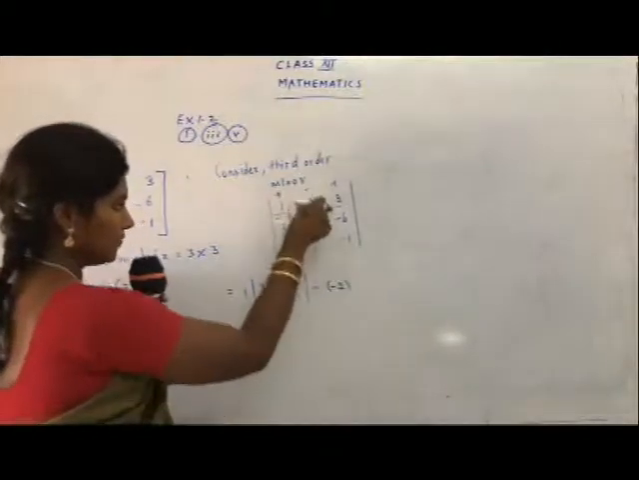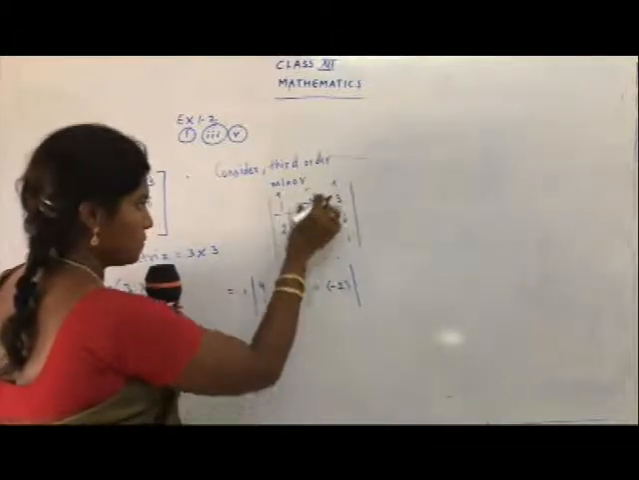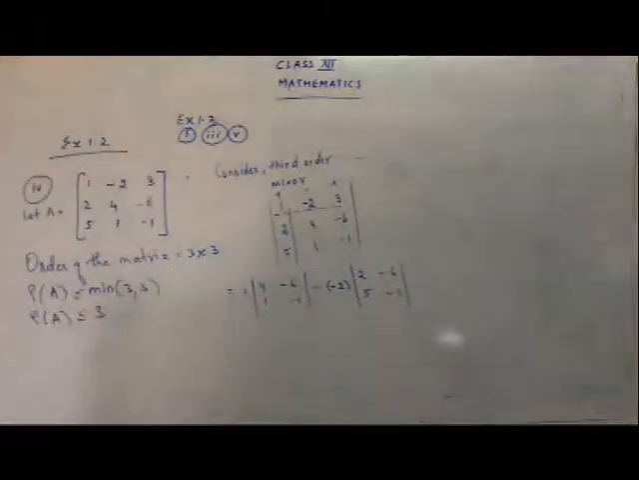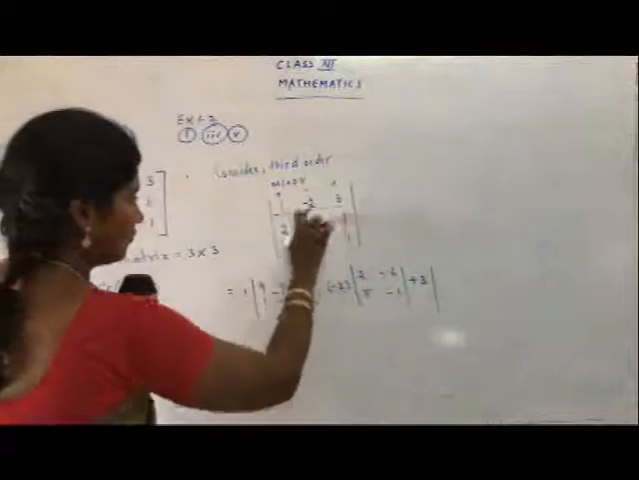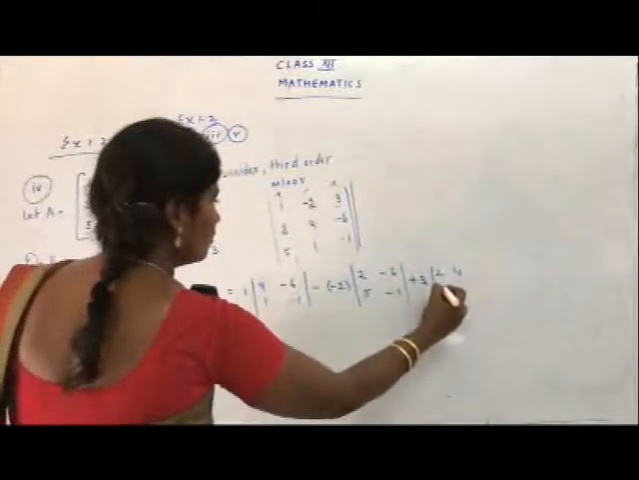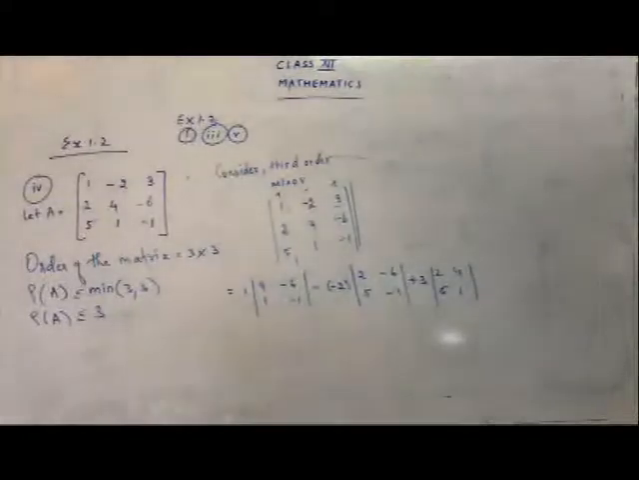Minus 2, corresponding column and corresponding row. So what is left? 2 minus 6, 5 minus 1. Then plus 3, with its column and row removed. So what is left? 2, 4, 5, 1. So we have 1 times the determinant 4 minus 6, 1 minus 1, minus of minus 2 times the determinant 2 minus 6, 5 minus 1, plus 3 times the determinant 2, 4, 5, 1. Let's solve and get the answer.